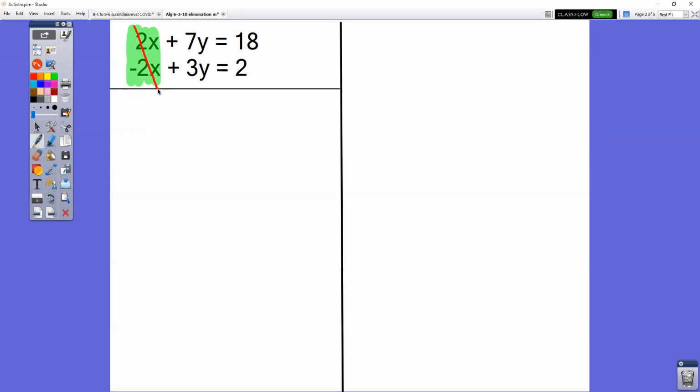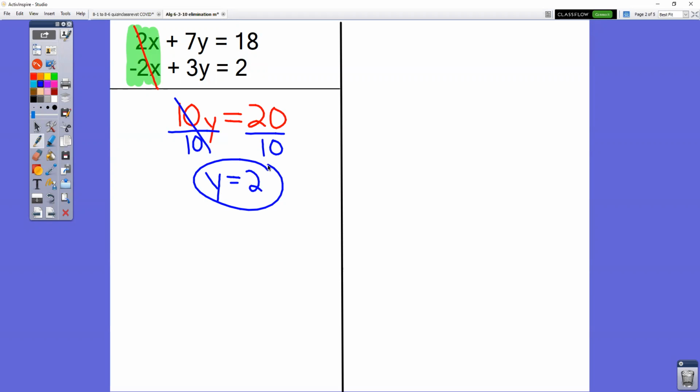So we just eliminated the x's. Now we're going to add going down here with our y's to our y's. 7y plus 3y is 10y. Bring down our equal sign. 18 plus 2 is 20. Our next step says to solve this equation. This is just a one-step equation. We're going to divide by 10 and divide by 10. So we end up getting y equals 2. That is one of our answers. And yes, that's how easy it is.